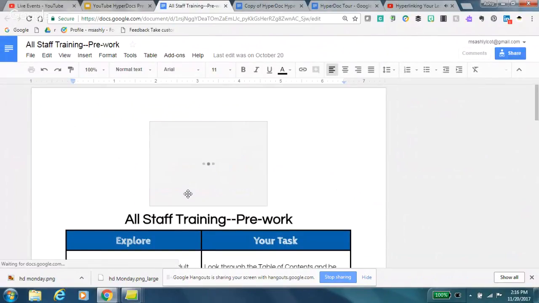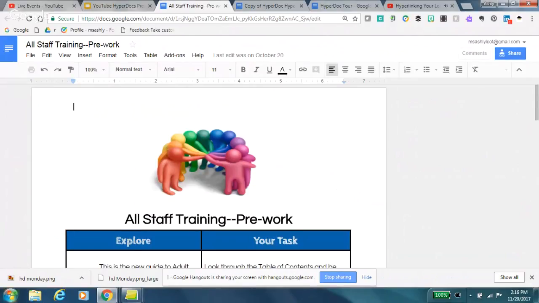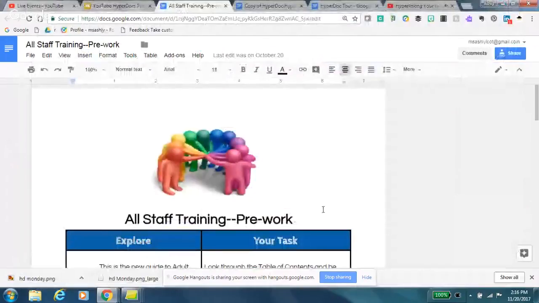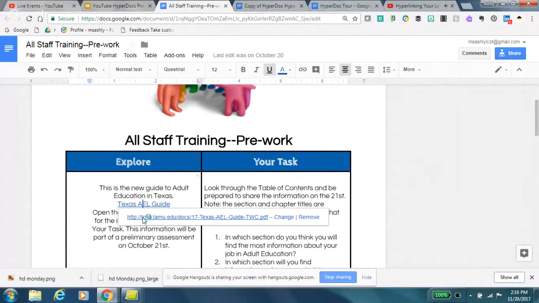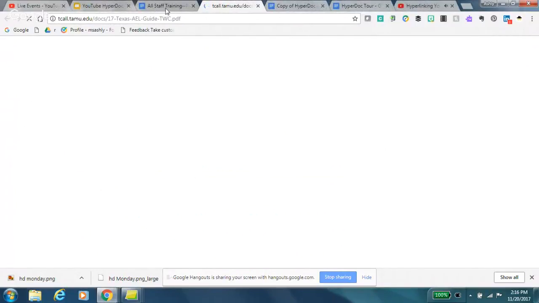Okay, so this one is a very base product. She actually wanted one where they didn't have to actually make a copy. So she created one where they did not have to. In this one, you'll see that on the left they explore, and on the right is where they have a task to do. So first they look at the Texas Adult Education and Texas Guidelines. They click on it and they go and read.